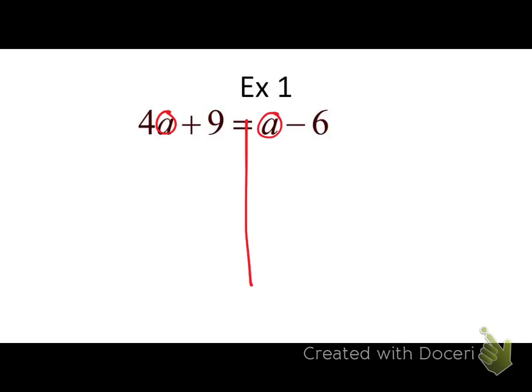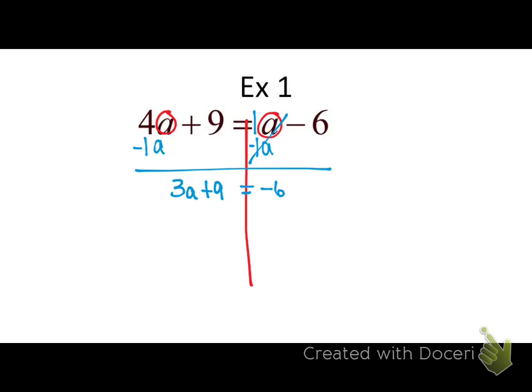So is 4a or a bigger? Which one's my little guy? A. Now, anytime a variable is by itself, what do I imagine up in front of it? Okay. If I want to move this 1a from the right side of the line of equality to the left side, how do I do that? Yeah, I'm going to minus 1a. I want to take that whole variable with it. So remember, if I take minus 1a, I can only combine like terms. So I'm going to subtract that 1a from 4a. Okay? So what's 4a minus 1a? So I have 3a. Plus 9 equals negative 6.